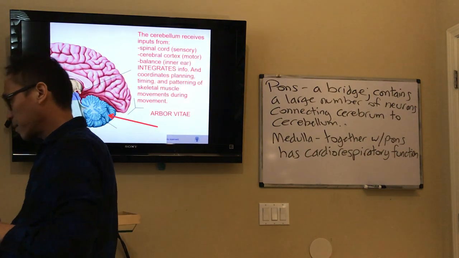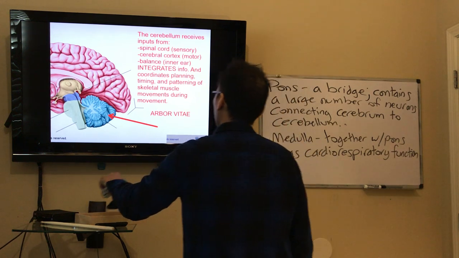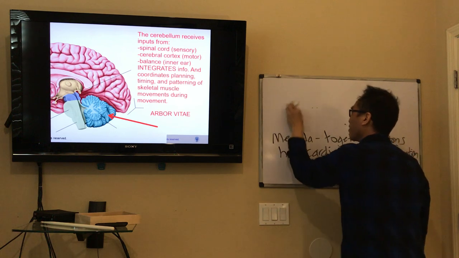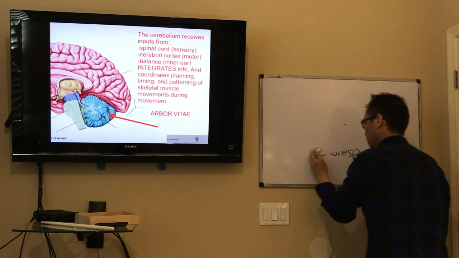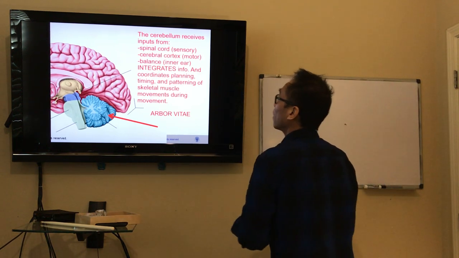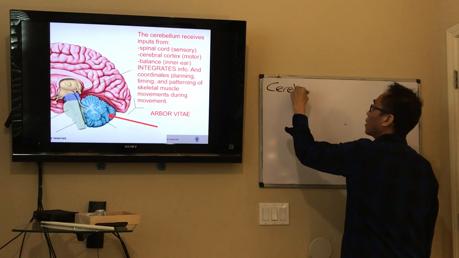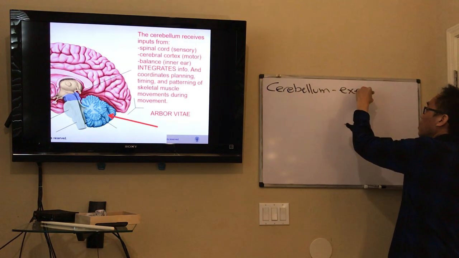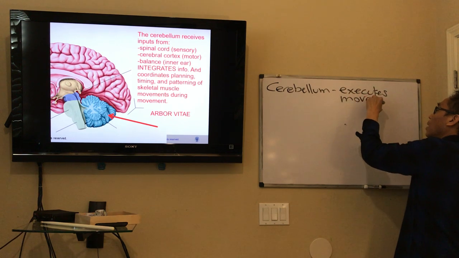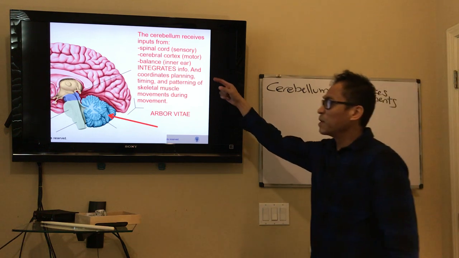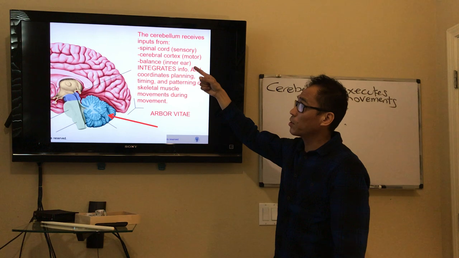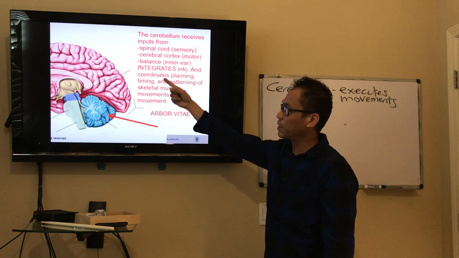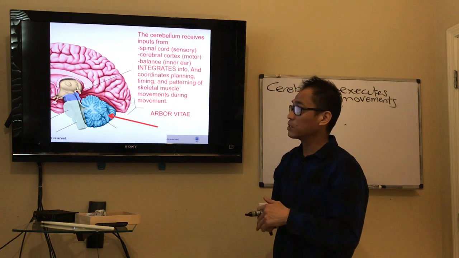Then you have what's called the behind brain, the cerebellum. Cerebellum, in a nutshell, helps you execute movements. The cerebellum receives inputs from spinal cord, cerebral cortex, and balance, your inner ear. So it's able to integrate all that information, so you have the correct output to execute the movement. It coordinates the planning, timing, and patterning of skeletal muscle movements during the movement.